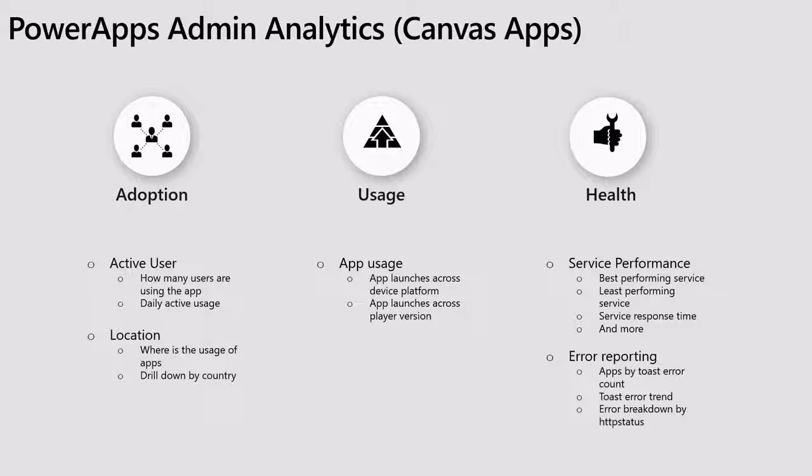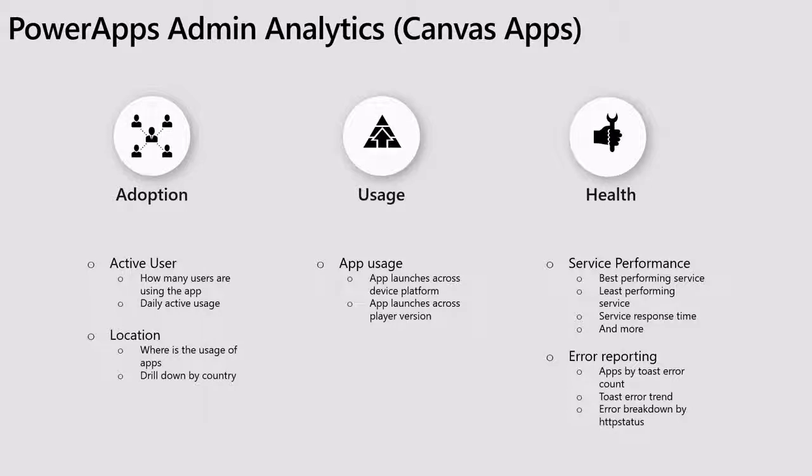So you start with adoption. You want to make sure that the things that you are building are being used. Then you move towards, if they are being used, what are the things that are used the most so you can prioritize them? And for things that are being used, you want to make sure they are healthy. So we have analytical capabilities for all these three dimensions across adoption, usage, and health. And I'll show you a quick demo of how Microsoft is using some of these things internally as well.